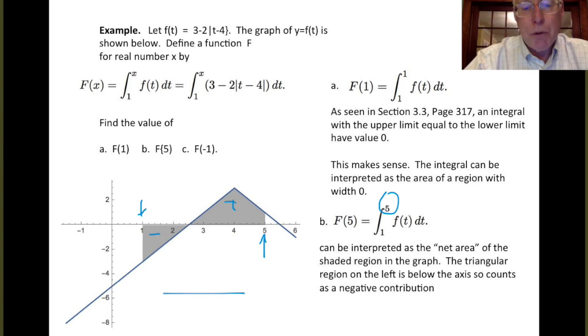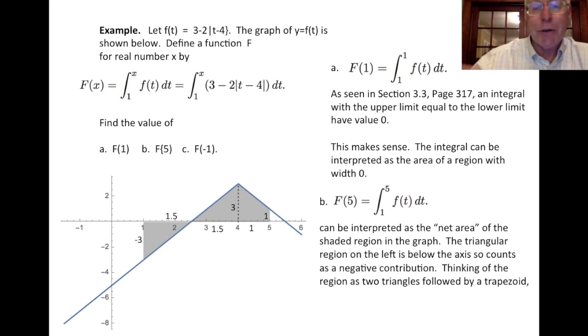Now this is a pretty regular shaped region, and if we draw a little line right here, we can think of this region as two triangles and a small trapezoid. And again, since we know how to find the areas of those things from geometry, we can compute the value of this integral just by computing these areas. And that's what happens down here.